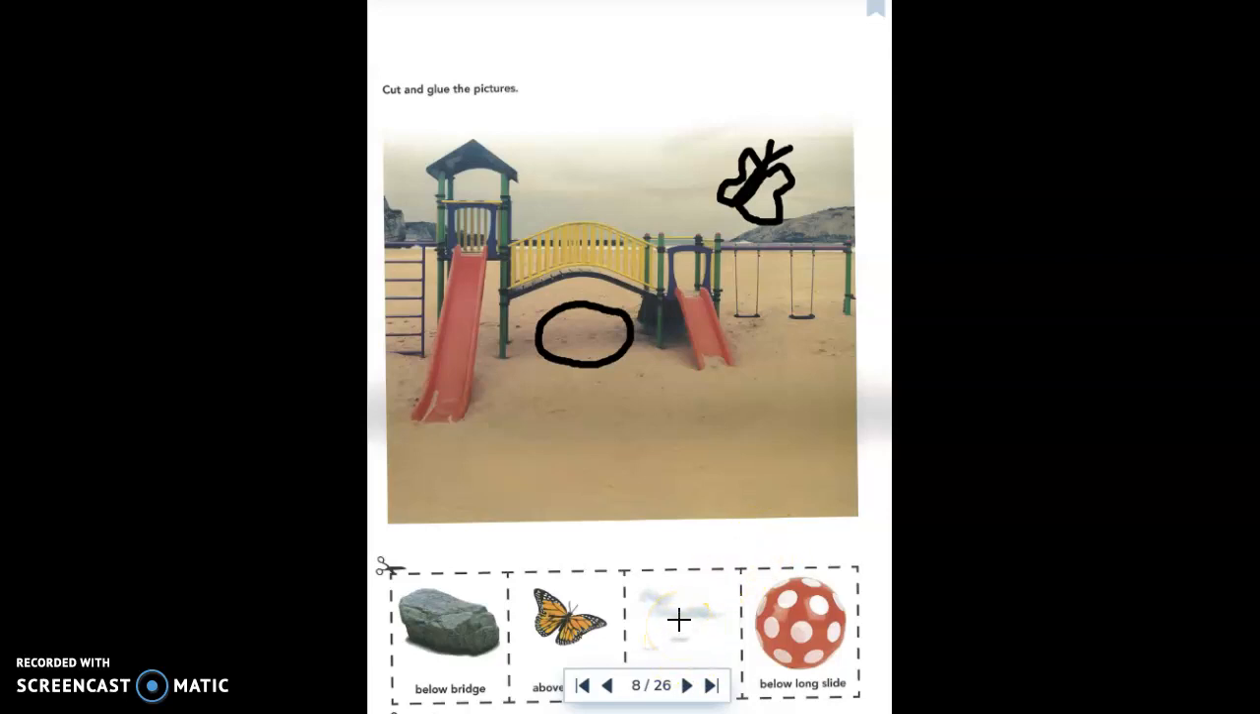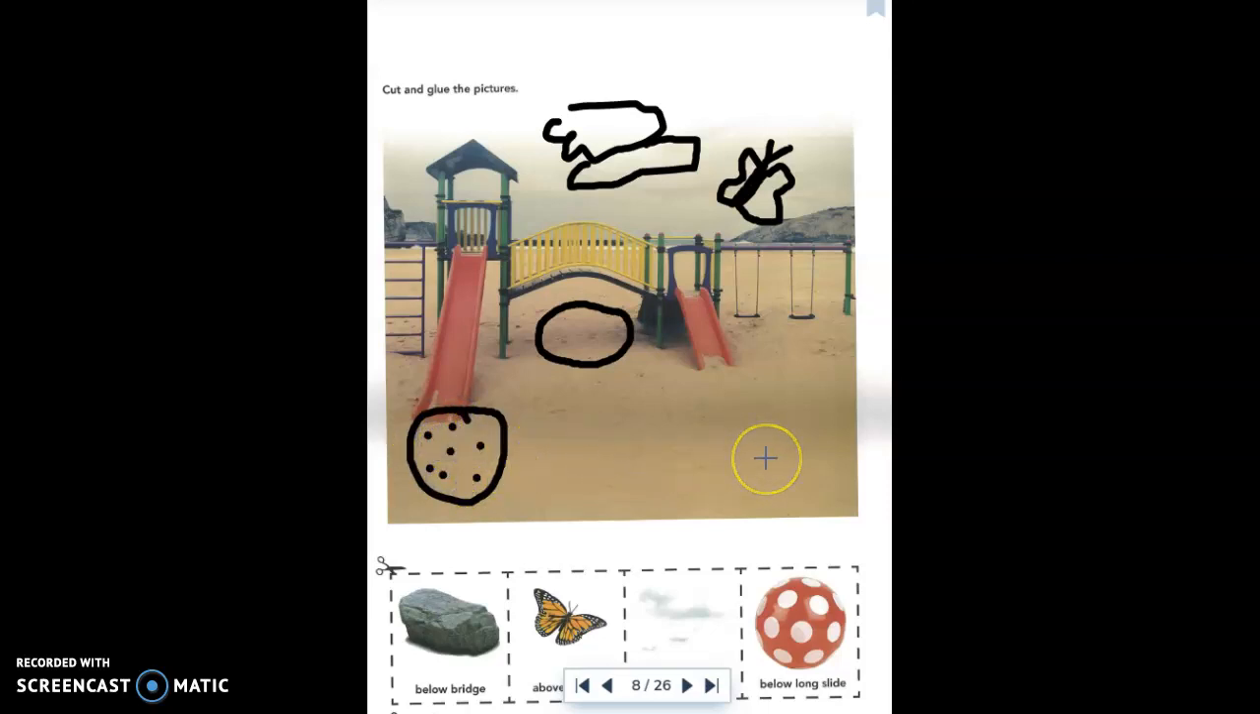Next, I have some clouds, and I need to take the clouds and place them above the bridge. So here's the bridge. The rock is below it. The clouds need to go above it. And finally, I have a ball, and it says that it needs to go below the long slide. I have two slides here. This one's a short slide, and this is a long slide. So I need to put that polka dotted ball right over here underneath the long slide. And that's all we have to do.